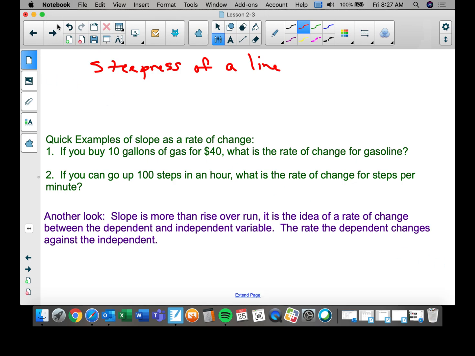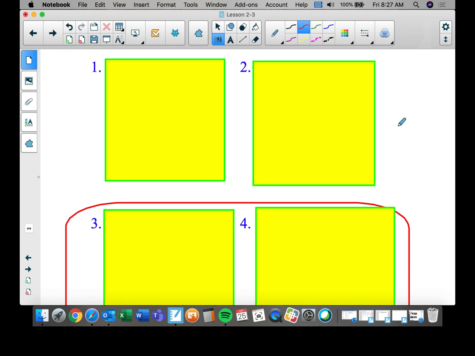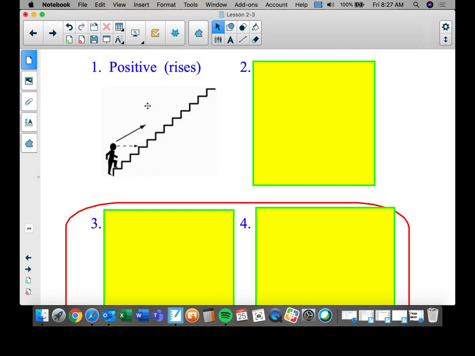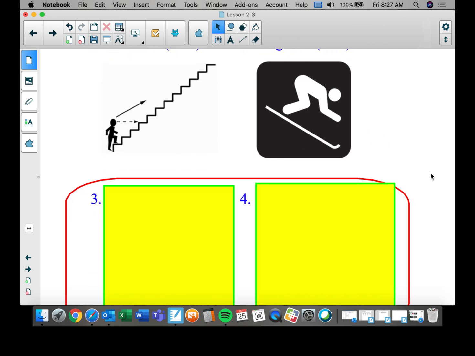Okay, so if we go on to the next slide here, there are 4 different types of slope. The first 2 you're probably very familiar with. The first one is a positive slope. As you work from left to right, you are going uphill basically, or up the steps. The second one is a negative slope. If you're skiing downhill or something along those lines, that has a negative slope. It falls as you're going from left to right when you're looking at it.